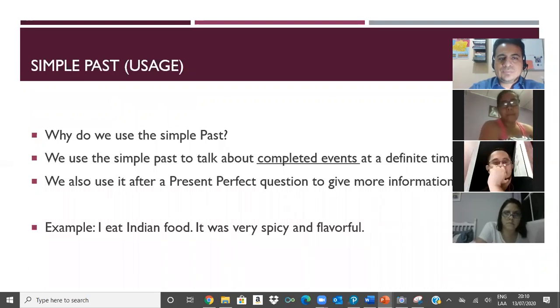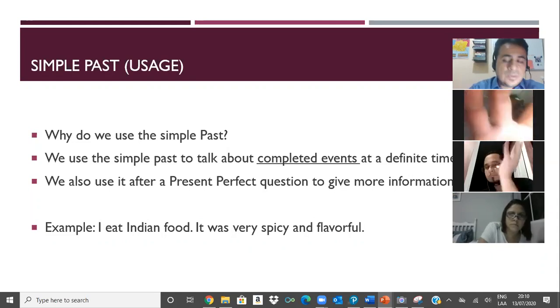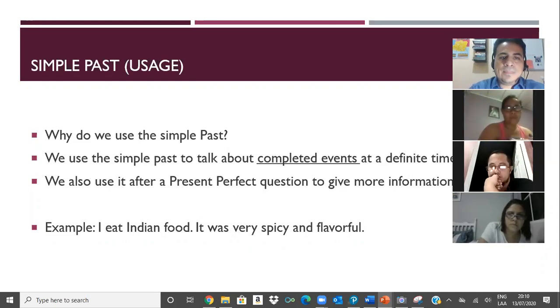Simple past. Usage. Va a mandar esto al WhatsApp, teacher. No, no le he mandado todavía, pero lo puedo mandar. Solo, ojo, el WhatsApp no acepta los archivos de Microsoft. Esto es un PDF de PowerPoint de Microsoft. So, pueda que no puedas abrirlo. No te lo garantizo que lo vas a poder ver porque es cosa de WhatsApp. Ok.